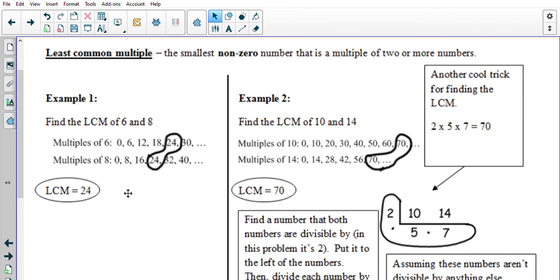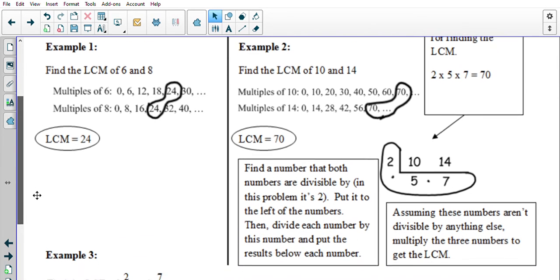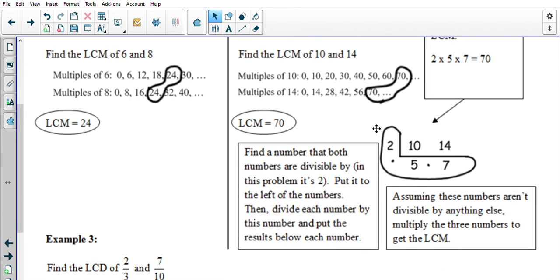I did want to show you a little trick I learned years ago for finding the least common multiple of tricky numbers, not like 6 and 8, but bigger numbers like 10 and 14 or even larger. You can list the two numbers side by side like this, and then I put a little L shape next to them just to split this up. And think of a number that both 10 and 14 divide by, which is 2. I put that right here.